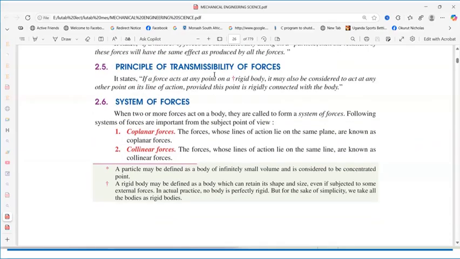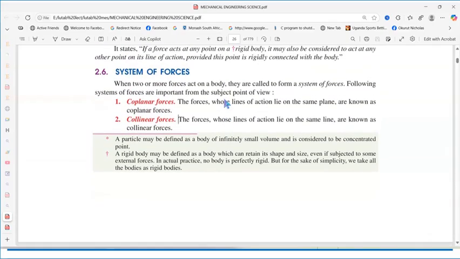Then the system of forces. We have the fact that if you have two or more forces acting on a body, it becomes a system of forces. And the following are important from the subject point of view. We have coplanar forces.